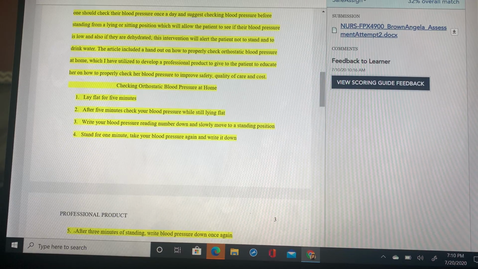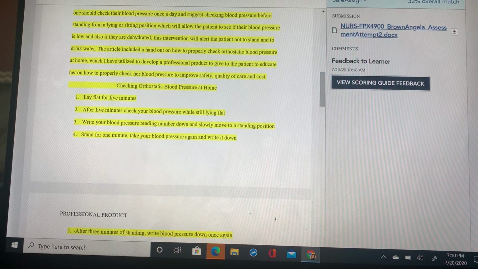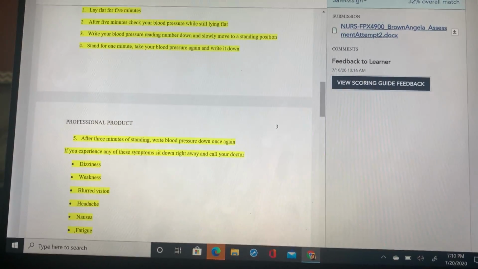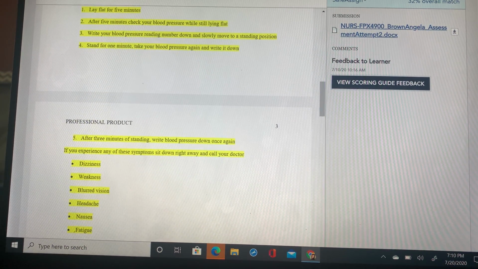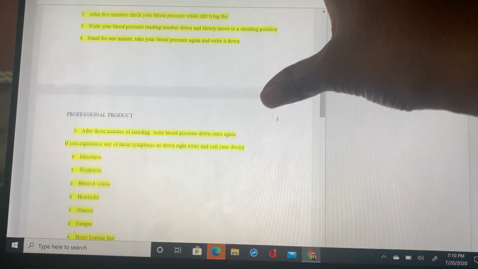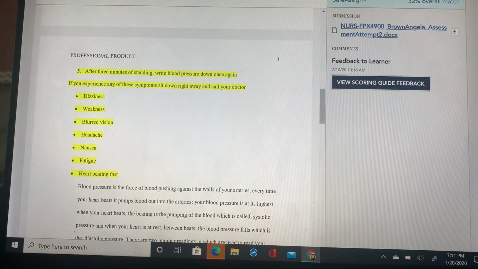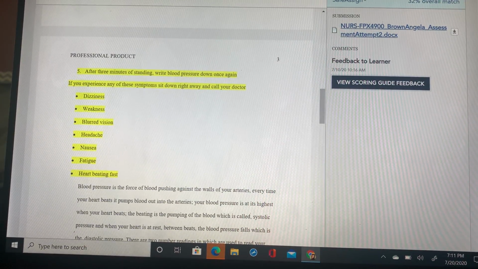4, stand for 1 minute. Take your blood pressure again and write it down. 5, after 3 minutes of standing, write blood pressure down again. If you experience any of these symptoms, sit down right away or call your doctor. Dizziness, weakness, blurred vision, headache, nauseous, fatigue, heart beating fast.